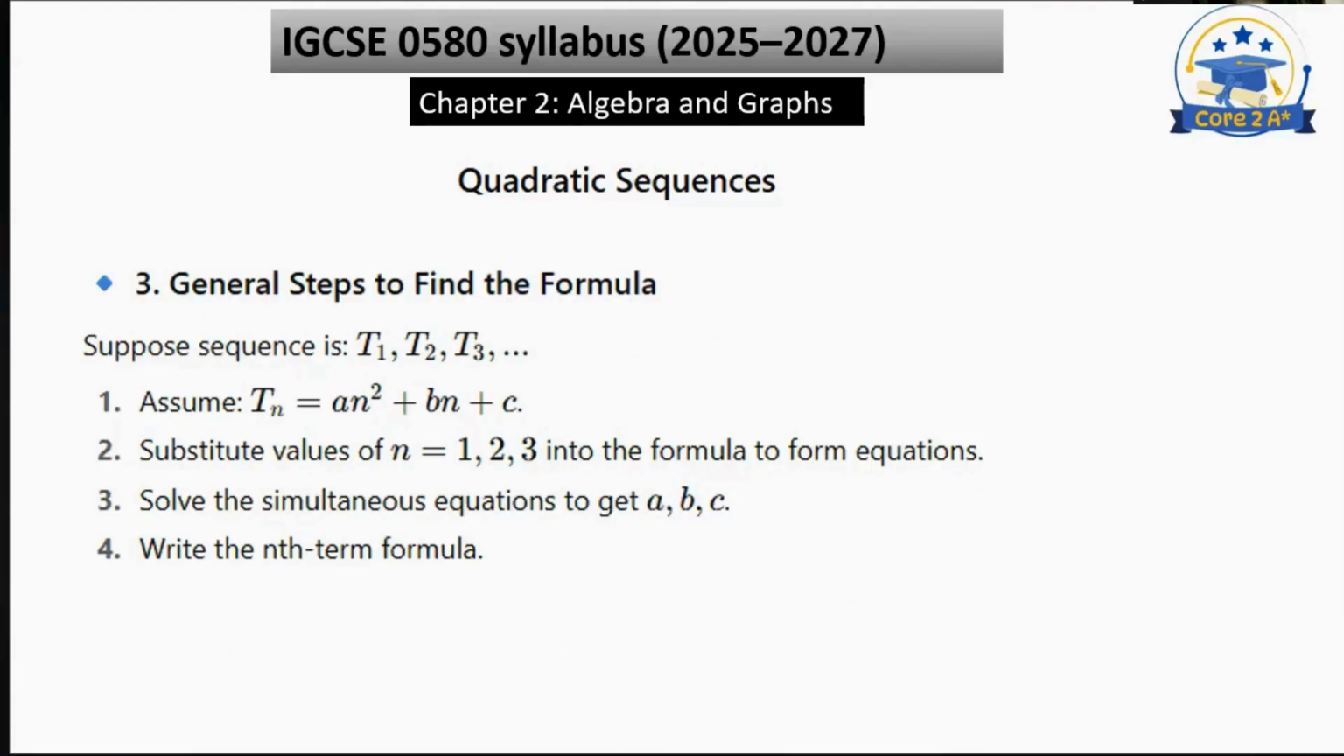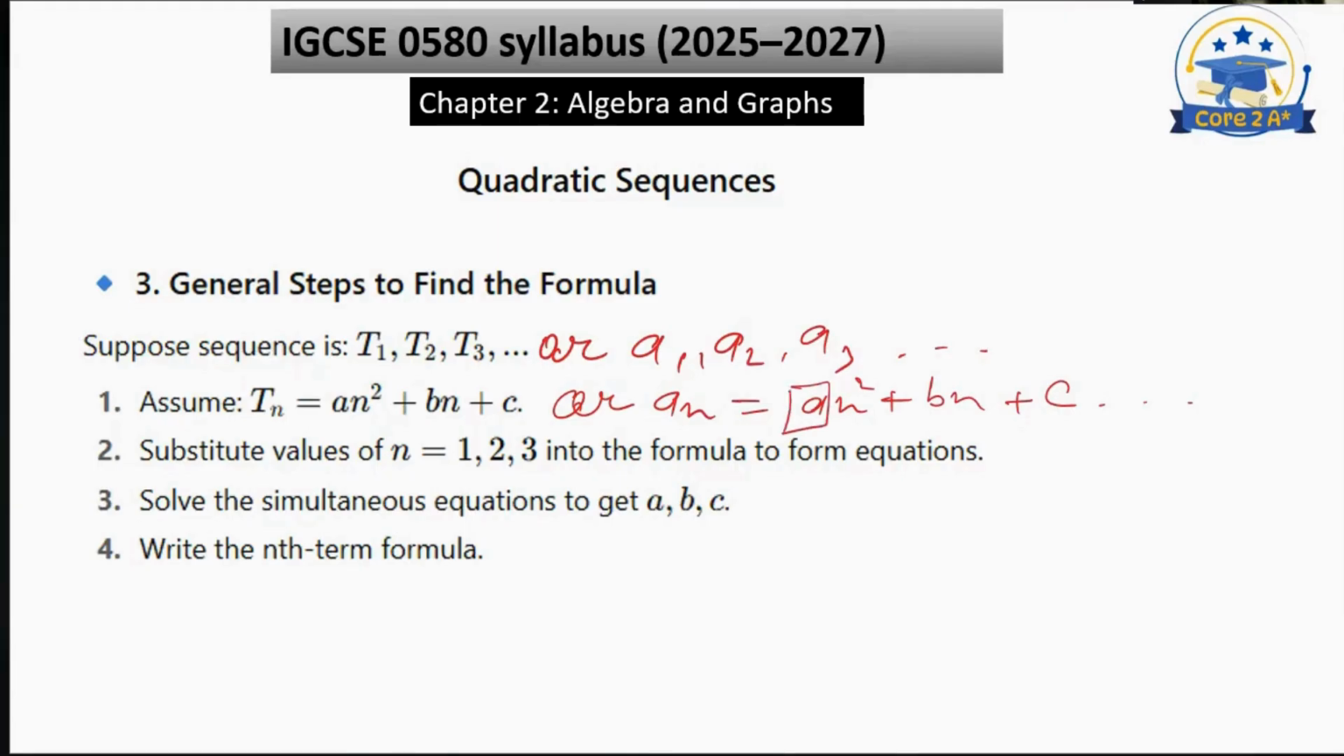How do we solve? Suppose the sequence is T1, T2, or A1, A2, A3, like that. Assume Tn, or an, equals an square plus bn plus c. Substitute values for n equals 1, 2, 3, like that. After getting the value of a, solve simultaneous equations to get b and c, but a we know already: the constant second difference divided by 2. Then write the nth term formula. Did you get that? If not, no worry. Let's solve some questions based on that.